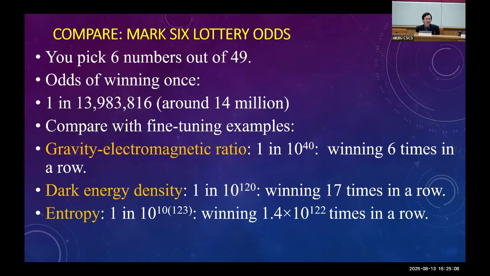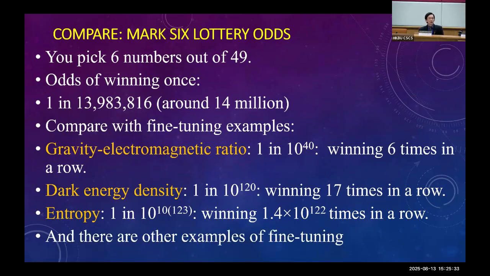Now, entropy is like winning 1.4 times 10 to the power 3 times in a row. It's like winning trillions and trillions and trillions of times in a row. Of course, you know that that does not happen by chance. It must be some kind of design or some other thing. It cannot be by chance. This is the kind of thing that we are talking about. And these are just 3 examples. There are many other examples.